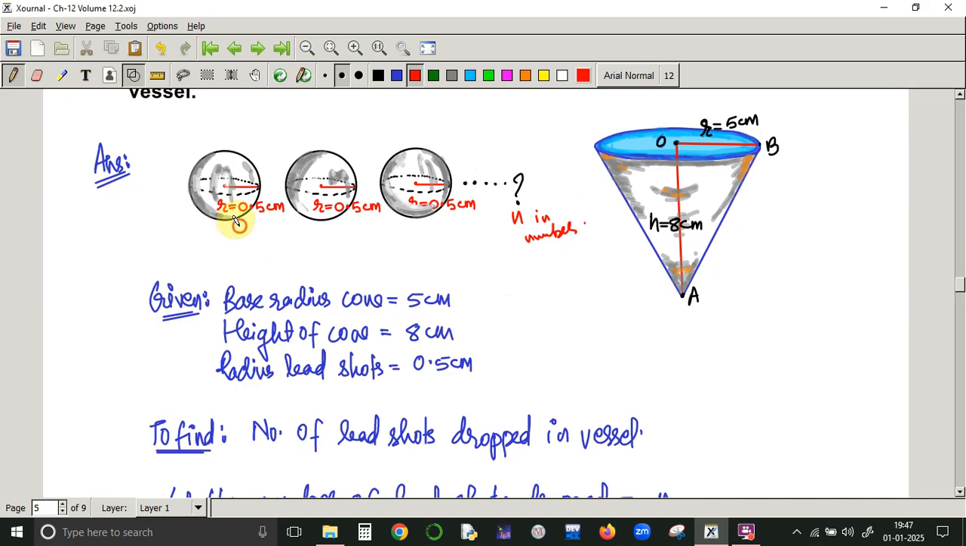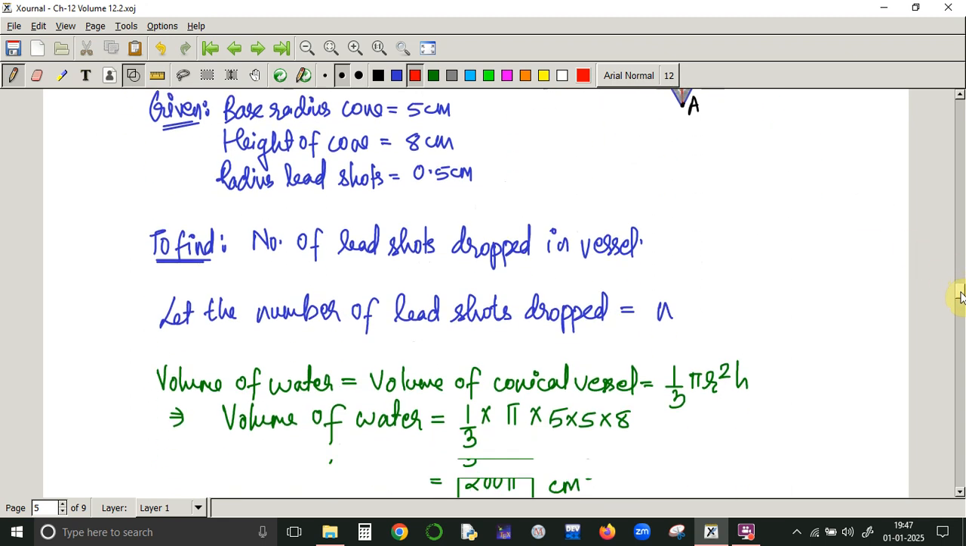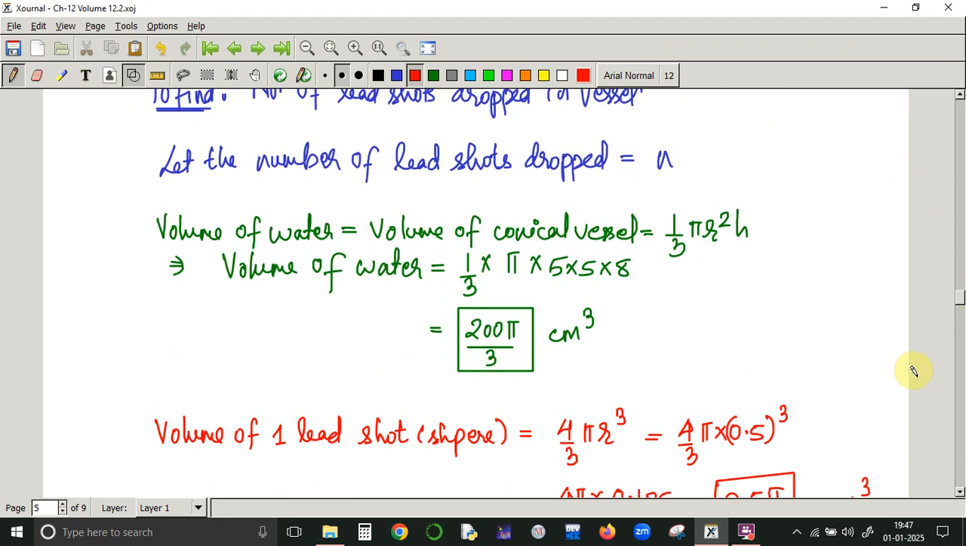So we will find the volume of one lead shot and the volume of this cone. Now, if volume of one lead shot into n, that much water is spilled out of this conical vessel. So this is the idea behind comparing the two things. We have to compare the volume of n lead shots equal to the volume of water that fell outside.